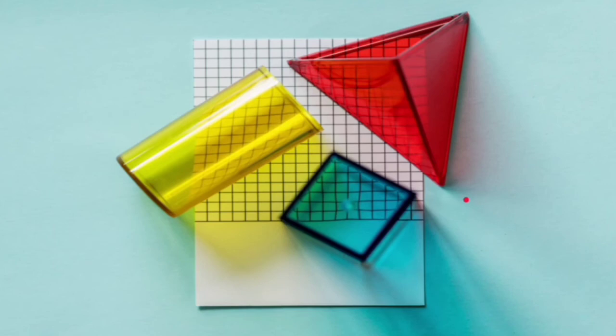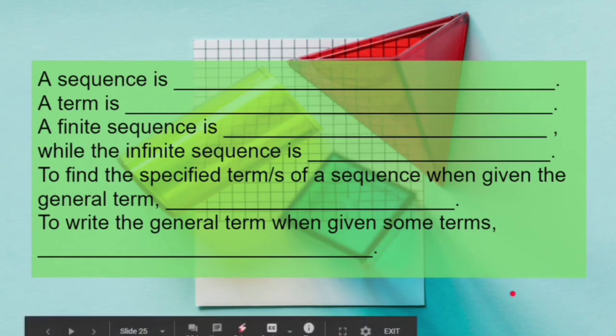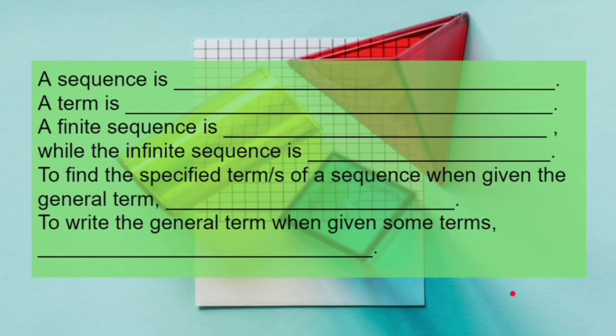Okay, so I hope you learned something from our lesson, and for that, let us summarize your understandings in our lesson. So, I want you to write this on your notebook. A sequence is blank, a term is blank, a finite sequence is blank, while the infinite sequence is blank. To find the specified term or terms of a sequence when given the general term, blank. To write the general term when given some terms, blank. Okay, so fill in those blanks to summarize your learnings of our today's session.